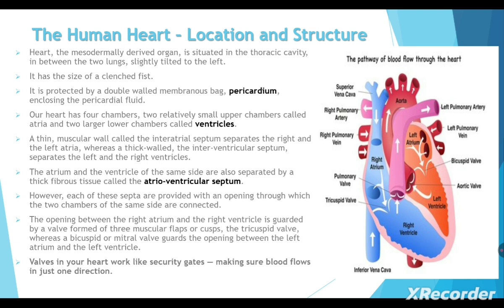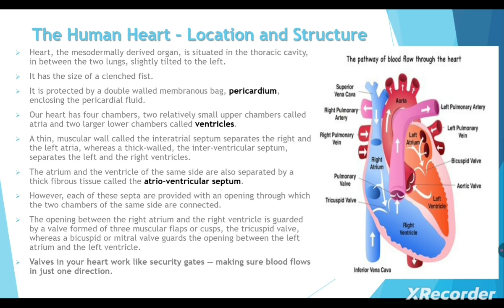The heart is a mesodermally derived organ, and it is situated in the thoracic cavity. And what is the thoracic cavity? It is just between the two lungs, but as you can see, the lower part of the heart is tilted towards the left. It is about the size of a fist. Make a fist of your hand, and whatever the size of your fist is, that is the size of your heart.